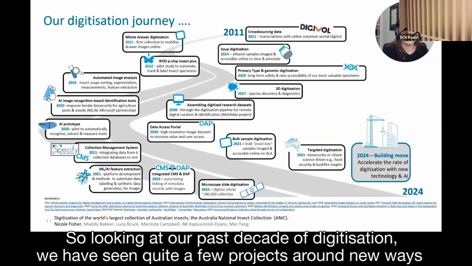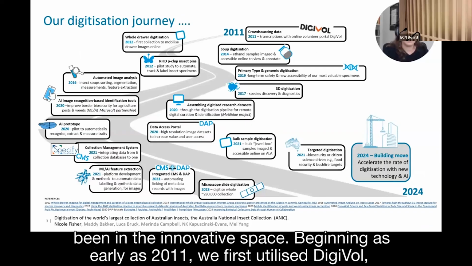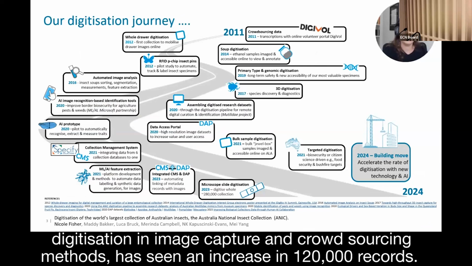So looking at our past decade of digitisation, we have seen quite a few projects around new ways of approaching future technology or methods within ANIC, and some of these efforts have been in the innovative space. Beginning as early as 2011, we first utilised DigiVol, the Atlas of Living Australia's volunteer platform, for crowdsourcing data from labels. This specimen digitisation in image capture and crowdsourcing methods has seen an increase of 120,000 records.